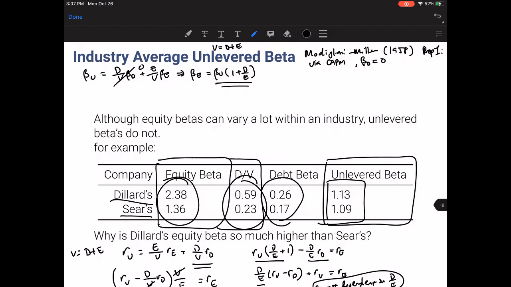So CAPM tells us that the cost of capital of equity is equal to RF plus beta U, 1 plus D over E, and then our risk premium, right? The market risk premium minus the risk-free rate. So we have the cost of debt, which is equal to the risk-free rate in this case, and we have the cost of equity, which is based on this formula here.